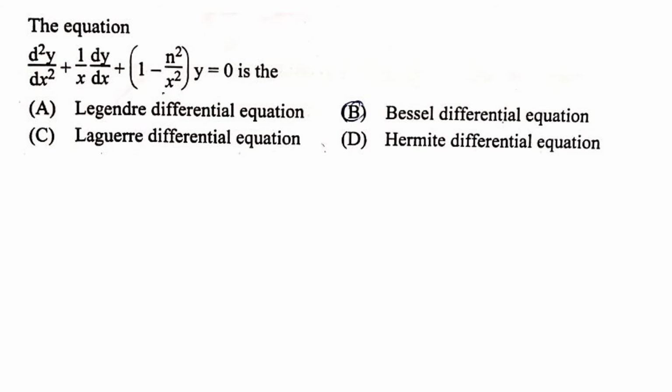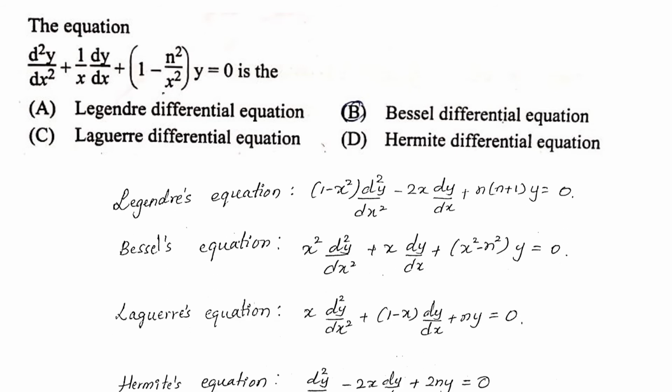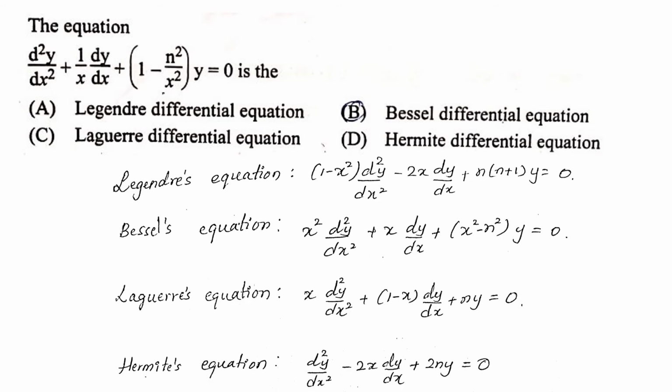The equation d square y by dx square plus 1 by x dy by dx plus (1 minus n square by x square) y is equal to 0. So we know that Legendre equation form, then Bessel equation form, Laguerre equations form, then Hermite equations. So these are 4 equations, and then by comparing this, it is a Bessel differential equation.